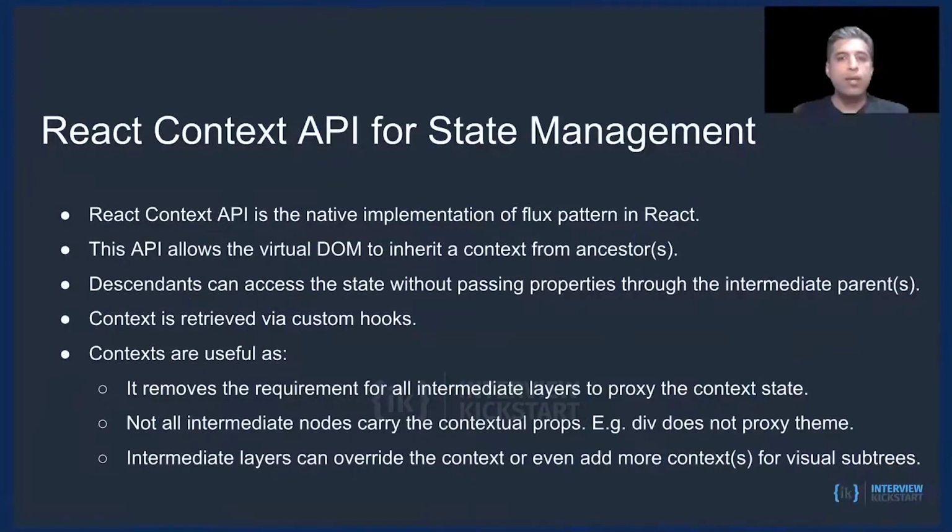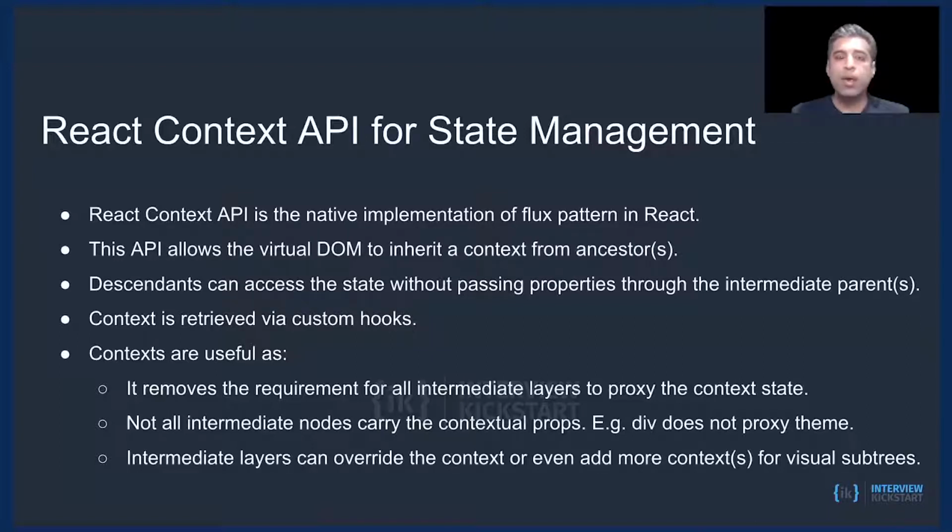React Context API is the native implementation of Flux within React. This API allows setting of a state context at a given point in a visual hierarchy and access of that context from any of the child components via functions called hooks. This concept is abstract and appealing as it is minimal in nature, and it removes any requirement of proxying the state through intermediate parents via property passing.